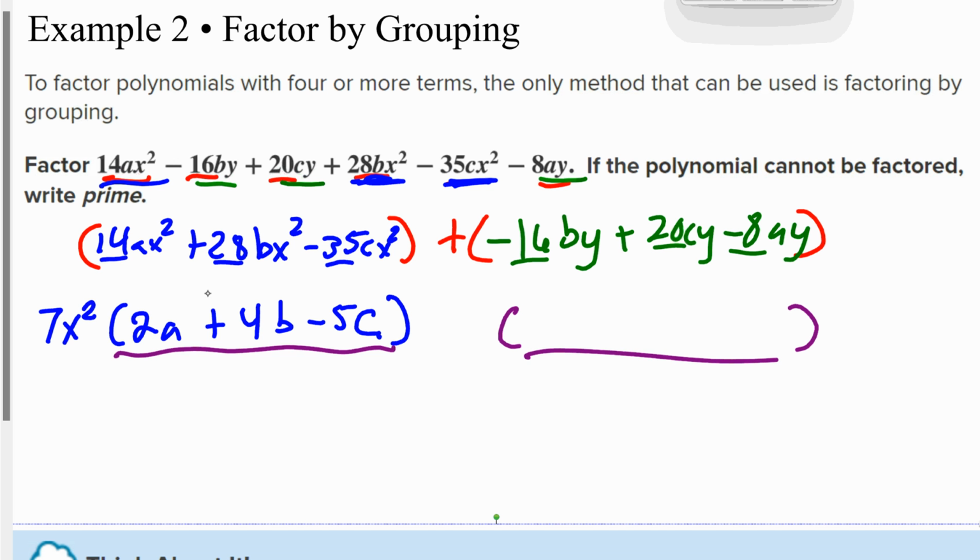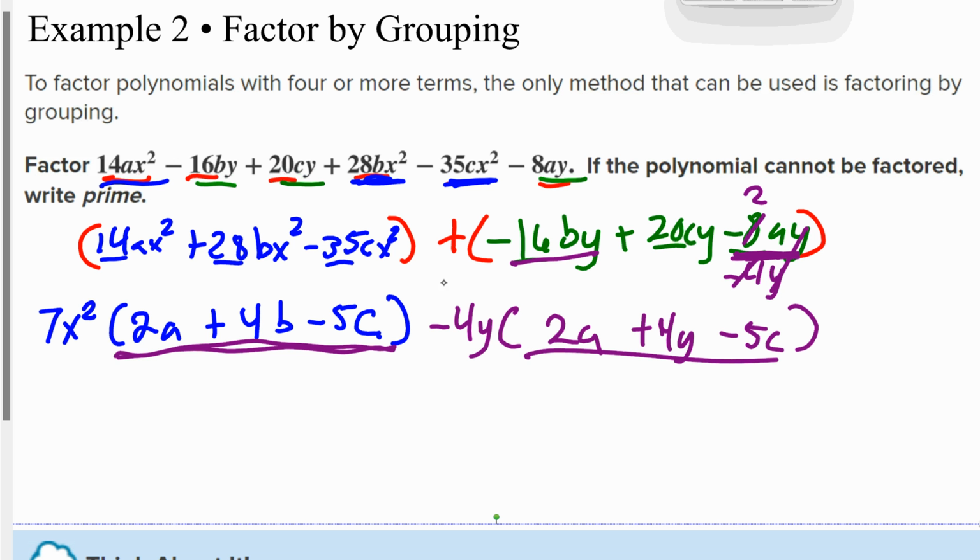So I want a 2a. A way to get a 2a there is to factor out a negative 4y from this one, and I would get a 2a, right? Divide that by negative 4y, that would cancel, and I would get a 2, right? Because I want these parentheses to be the same. So I need to factor out a negative 4y from all these. So negative 16by divided by negative 4y is a positive 4b. And then 20cy divided by negative 4y is a negative 5c.